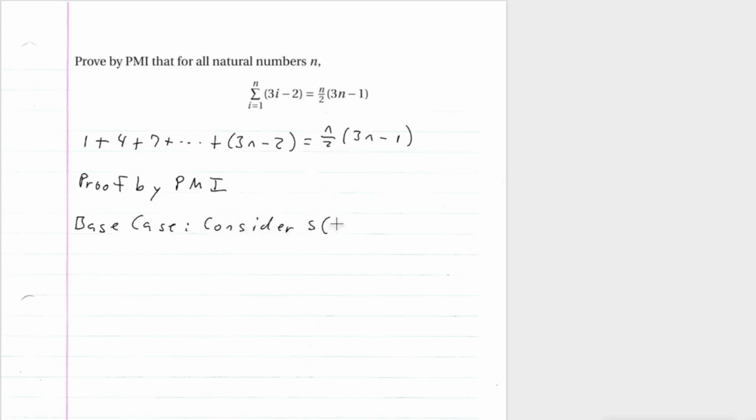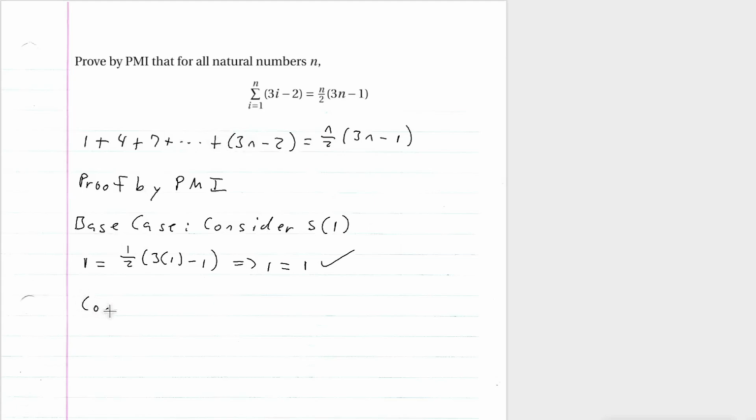we're going to consider the statement concerning 1, right? So what that essentially means is we want to prove that 1 is equal to 1 over 2 times 3 times 1 minus 1. The first term is equal to this formula if we were to plug in 1. So 3 times 1 is 3, minus 1 is 2, 2 times a half is 1. So we know the statement, if we were to plug in 1, is true.